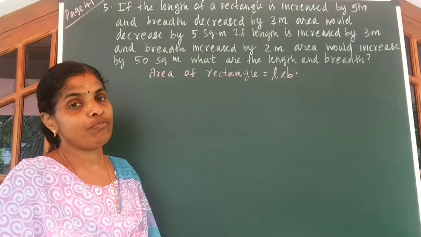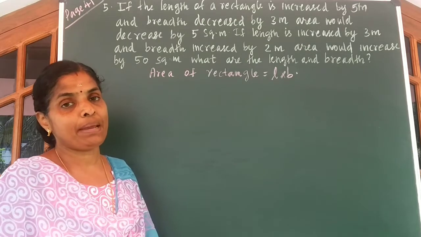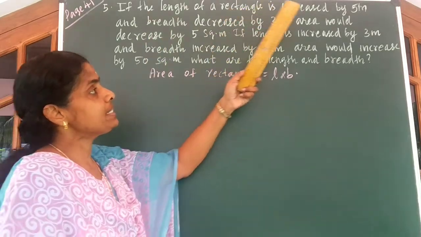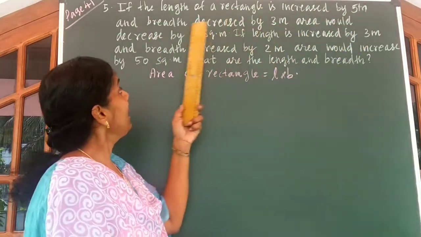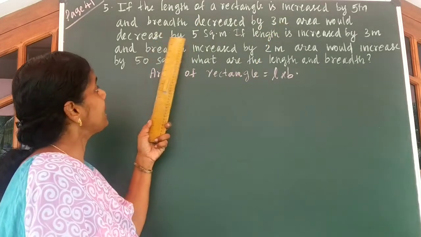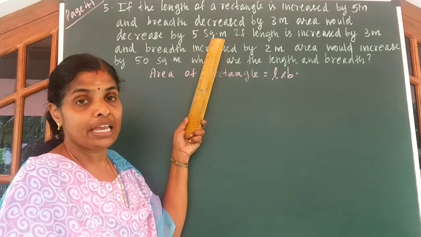Sixth part of pairs of equations. I am discussing the last question on page number 41. If the length of a rectangle is increased by 5 meter and breadth decreased by 3 meter, area would decrease by 5 square meter. Let us write the equation.